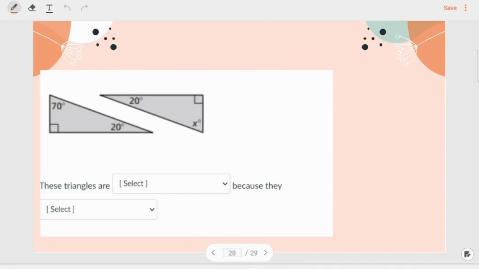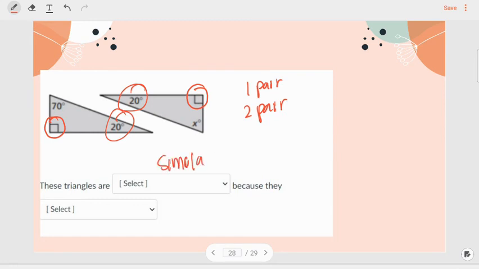All right, last two. So these triangles, are they similar or not? Remember, to be similar, I need at least two pairs of congruent angles. As I look at my diagram, this angle is congruent to this angle, that's one pair. And 20 is congruent to 20, so that's a second pair. So I have enough information without solving for x to say that they are similar, because they have two pairs of congruent angles.